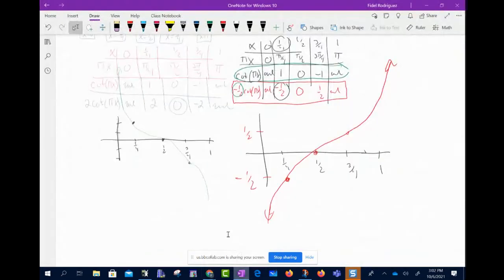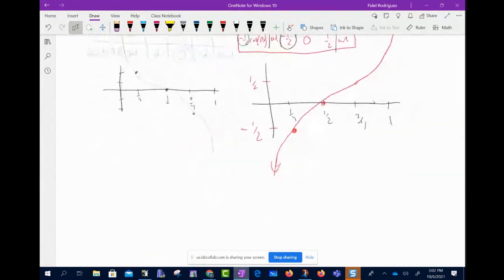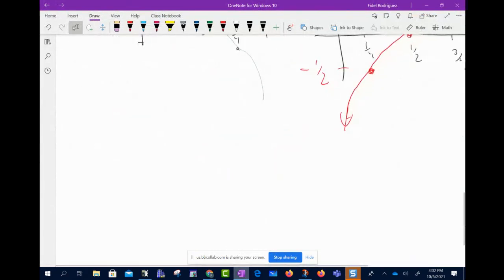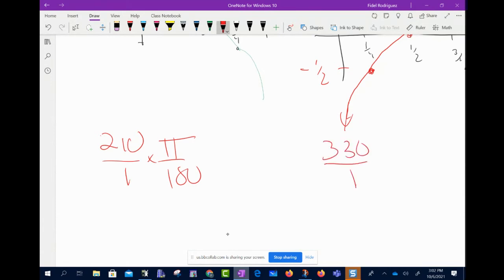Then I would come back over here, zoom in, and convert 210 and 330. I'm going to convert those two. And so I would say, look, I can get rid of the zeros.